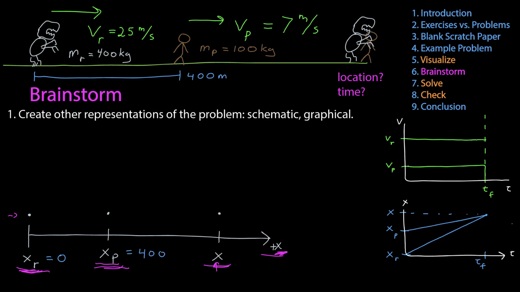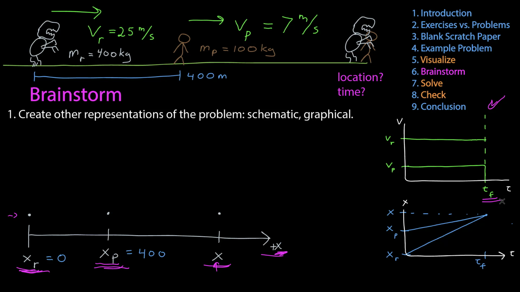What would a graphical representation look like? Well, I know I have positions and velocities, so I just did a little sketch. If I look at velocity as a function of time, I have two velocities, the velocity of the professor and the velocity of the raptor. The velocity of the raptor is larger by quite a bit. They're constant for the entire time until some final time t sub f, which is one of the things I'm looking for, at which point I assume they both stop.